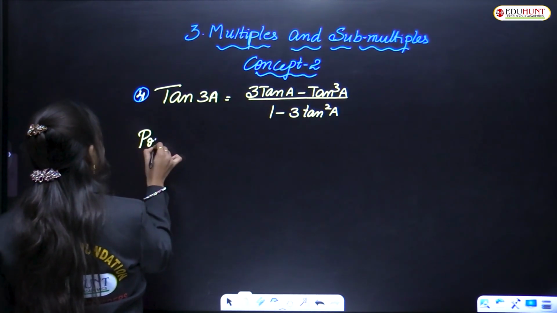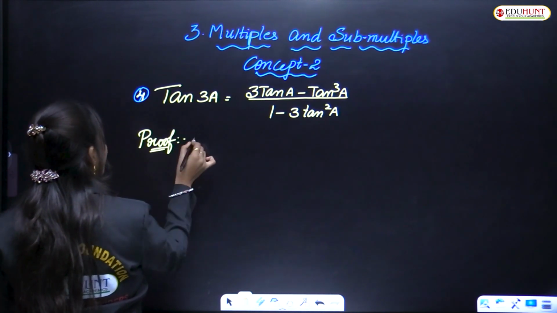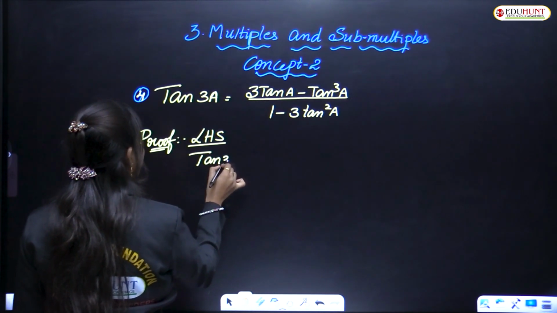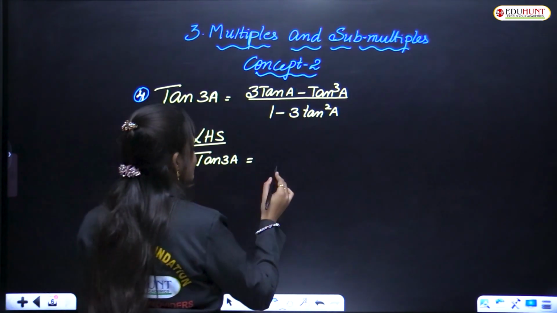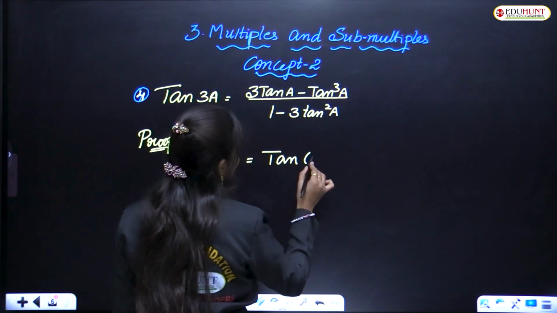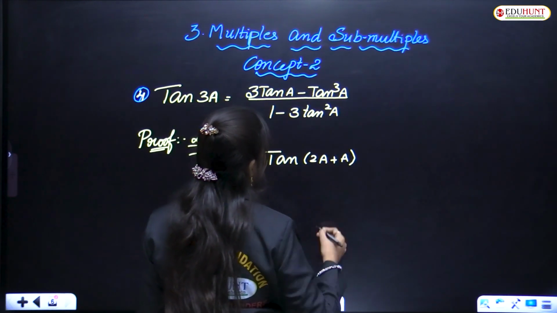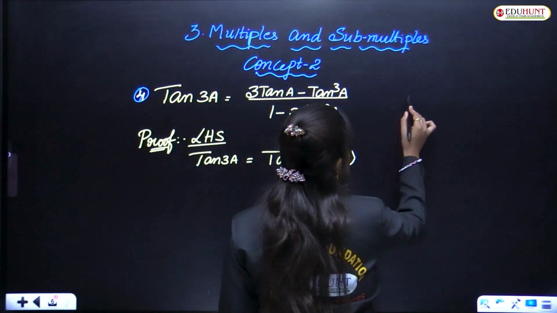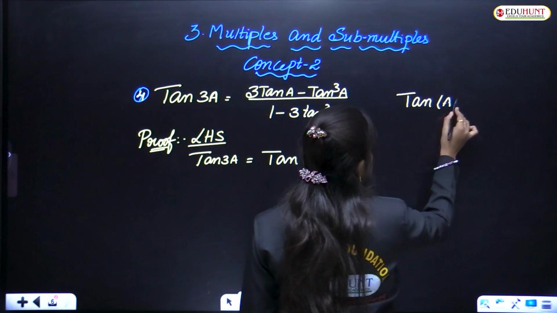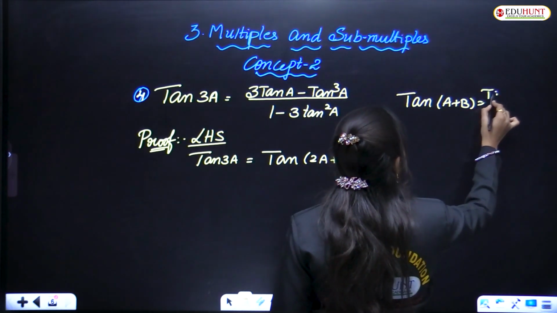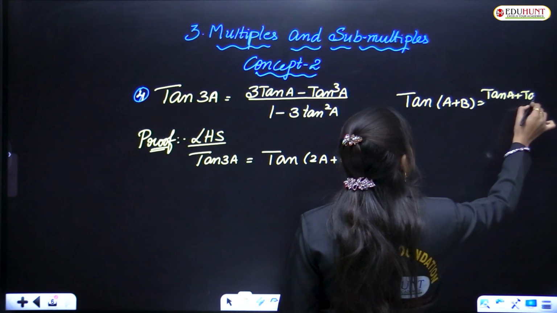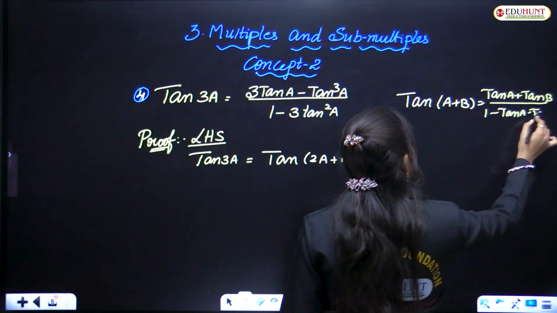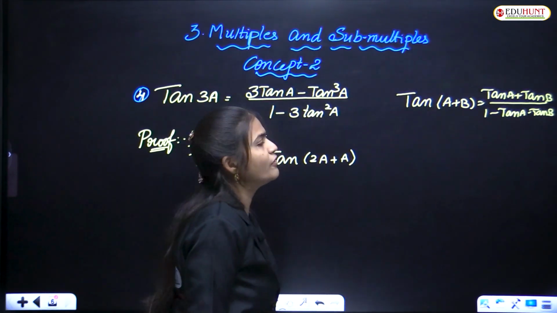So here, proof. Take the LHS. So what is the LHS here? Tan 3a. Okay. So tan 3a we can write as tan of 2a plus a, just like the previous one. Now this is in the form of tan of a plus b. So tan of a plus b is equal to tan a plus tan b by 1 minus tan a tan b.